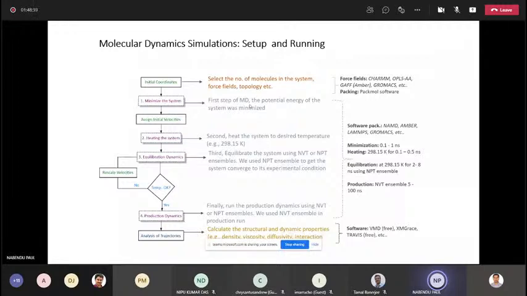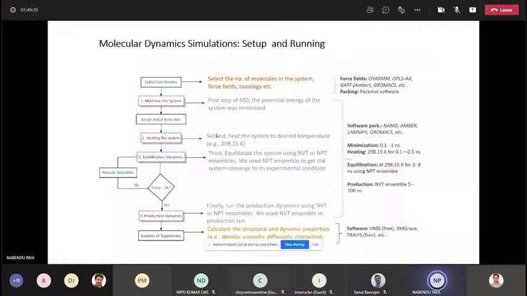Then it assigns some initial velocities and goes to the heating step, which is desired because we need to do the experiments at a certain temperature. So we need to go from 0 Kelvin to that desired temperature, and in our case it is 298 Kelvin that we are doing all the experiments at. Here we are using NAMD 2.1 for the molecular dynamics simulation. So MD simulation starts from this minimization, and after that we go for the equilibration step.